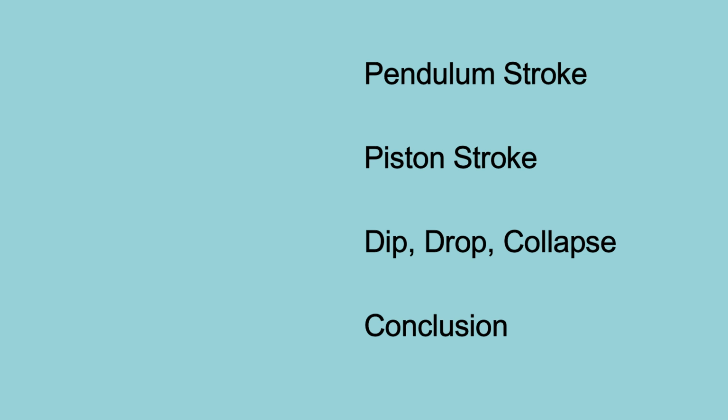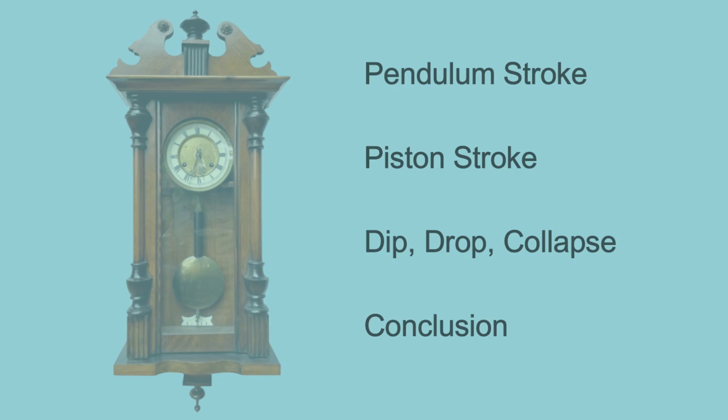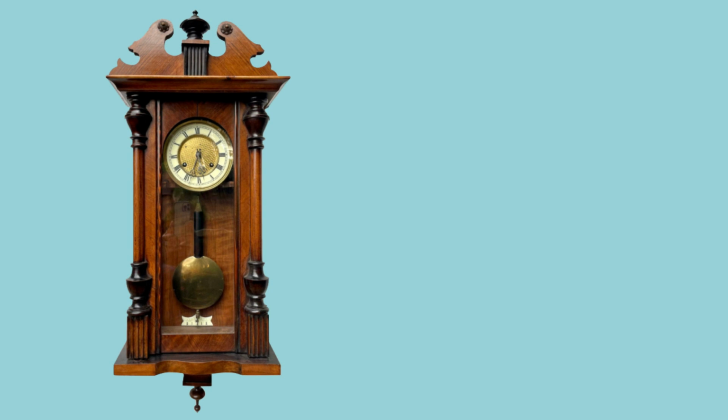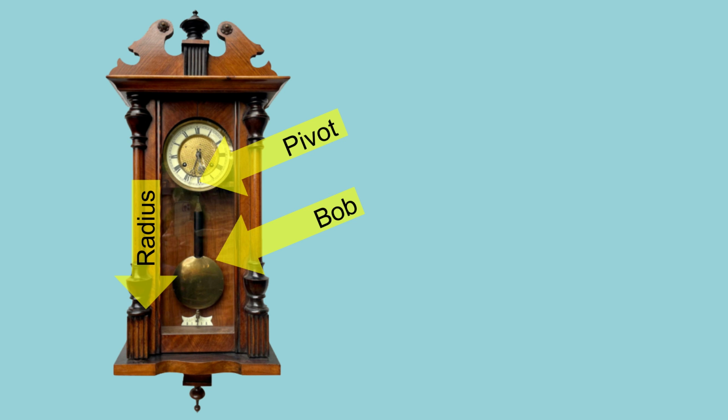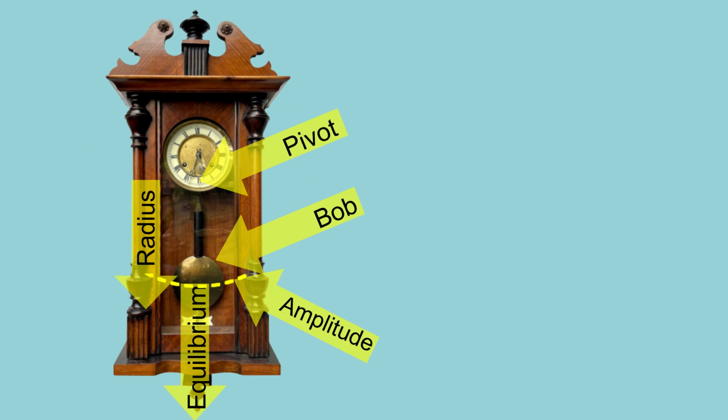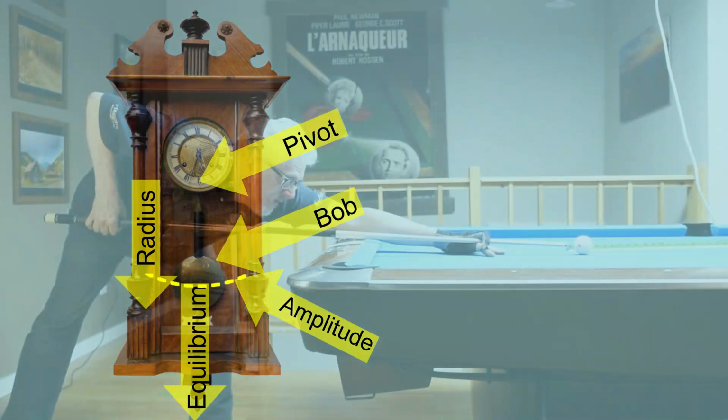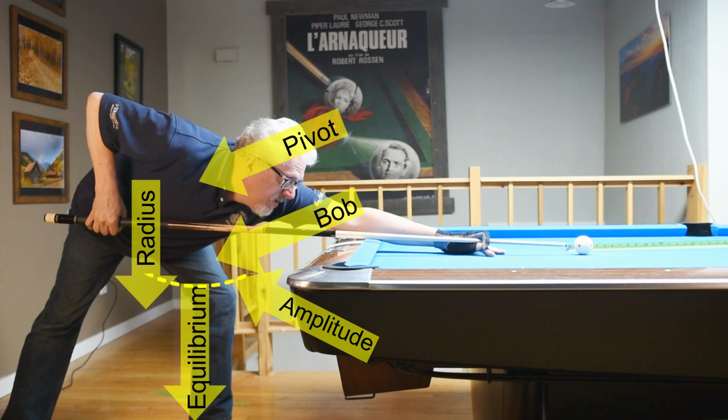The most common pool stroke is referred to as a pendulum stroke because it's similar to the pendulum in a clock. The pendulum has a pivot point, a bob. The distance between the pivot and the bob is the radius. When the pivot and bob are aligned with gravity, that's the equilibrium position. Most pendulums describe a circular path, and the distance the bob travels on either side of the equilibrium position is called the amplitude.